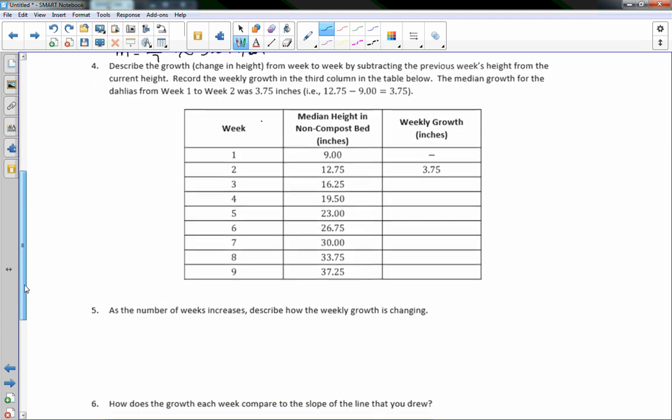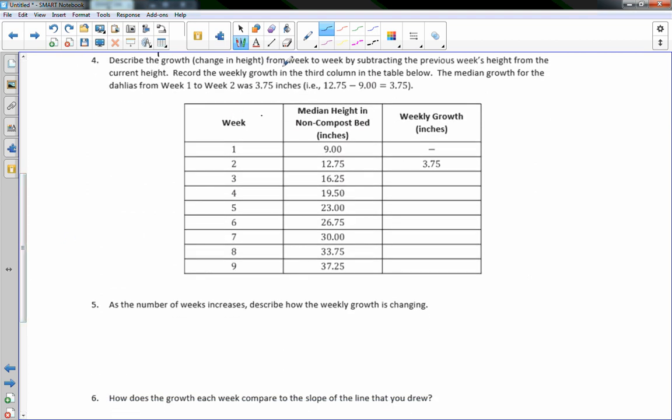Number 4 says to describe the growth change in height from week to week by subtracting the previous week's height from the current height. Record the weekly growth in the third column in the table below. The median growth for the dahlias from week 1 to week 2 was 3.75 inches. So they took 12.75 minus 9. This is blank because 9 minus 0 is just 9. At week 0, I guess you could put 9 in there. It grew 9 inches the first week. Okay, so that's all we're doing here, is subtracting the value in inches from the previous week's value in inches.